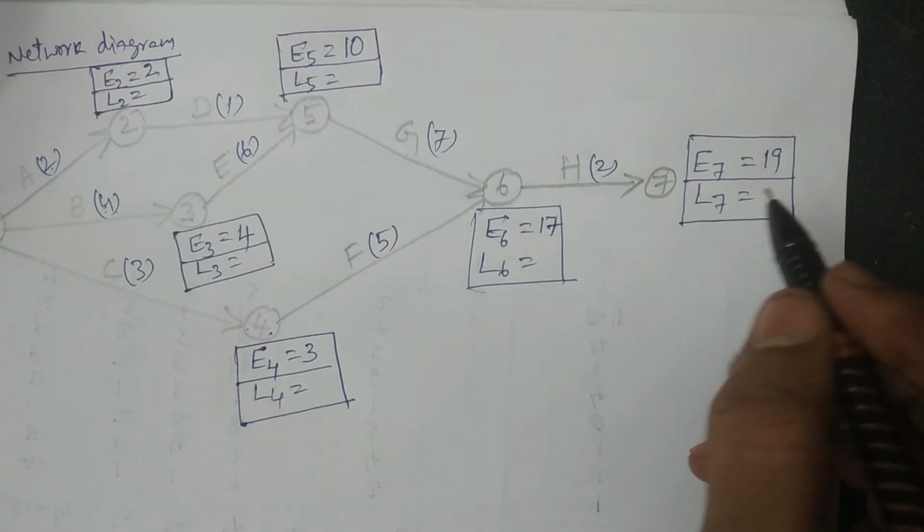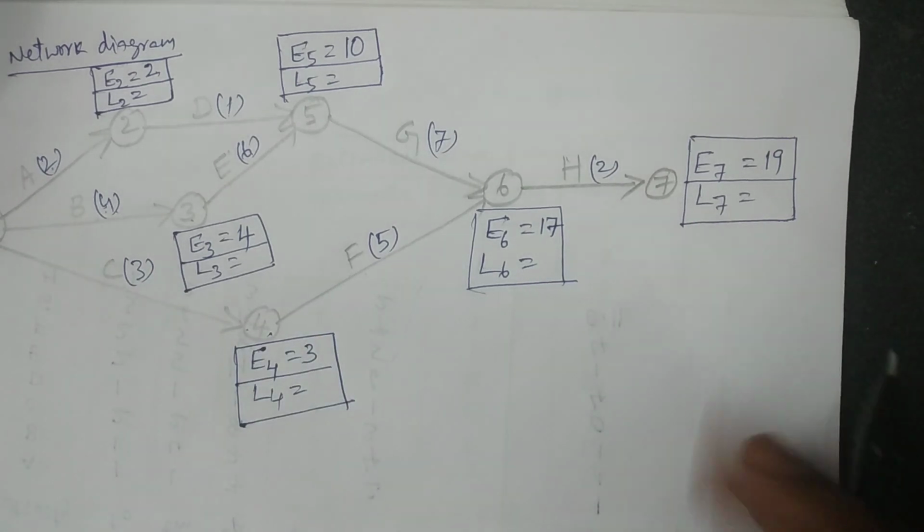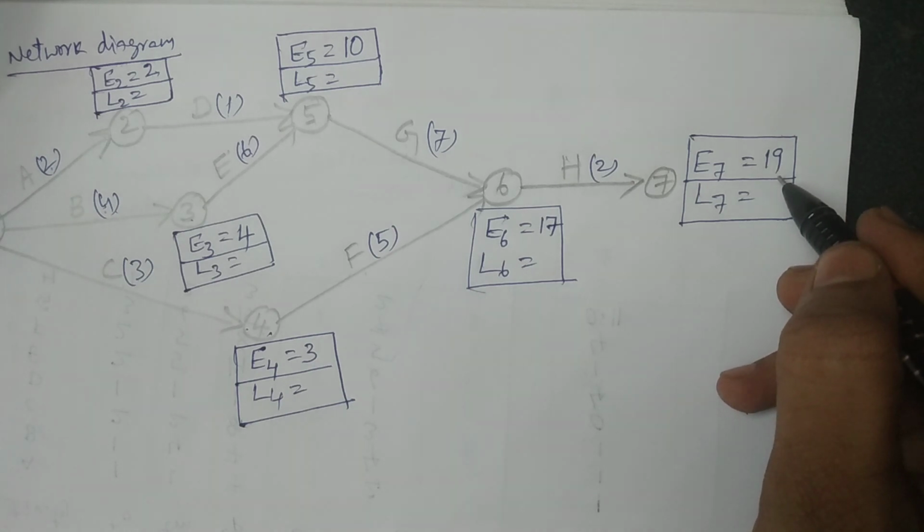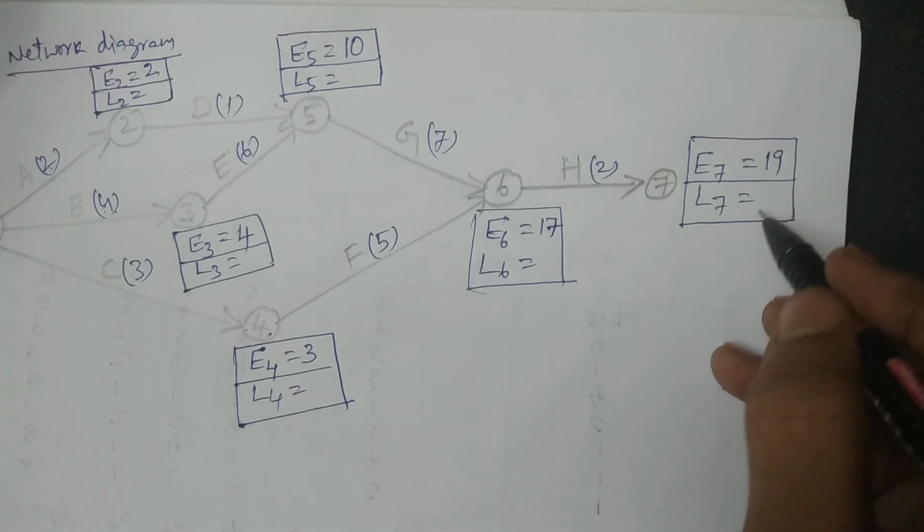Now coming back, these are the forward pass calculations. Therefore, the estimated time of completing the project is 19 days. This is called TE.